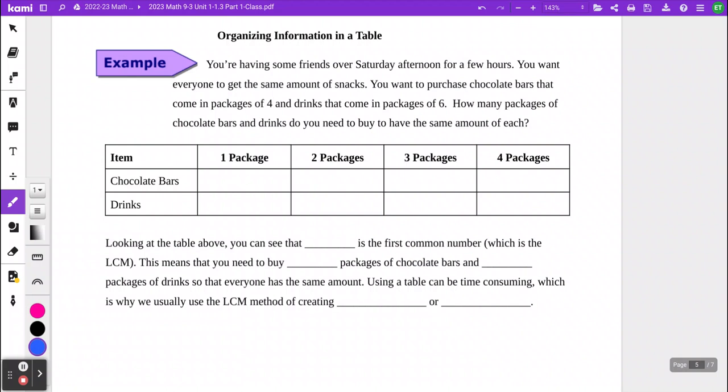Well, let's start with our chocolate bars. So our chocolate bars are in packs of 4. So 1 pack has 4. So then how many would 2 packs have? I would add 4 more. How many would they have? 8. And I would add 4 more. They would have 12. And I'd add 4 more and they would have 16. Now you could have also gone 4 times 2, 4 times 3, and 4 times 4. Okay? And that's how you can also get those answers.